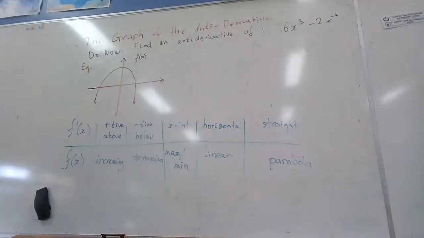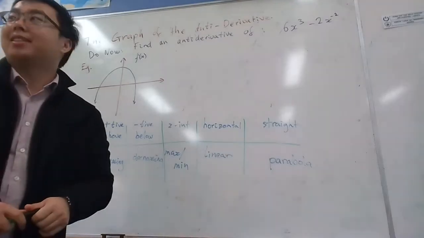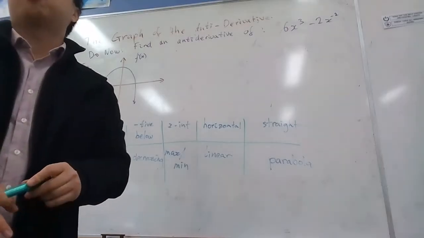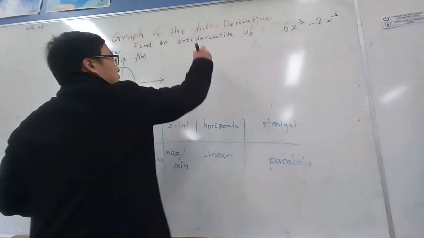minus 2x to the power of negative 2. Again, assuming it's negative 2, not negative 1. But we are just applying our general rule. So again, I am expecting proper mathematical notation. A lot of students will write this.